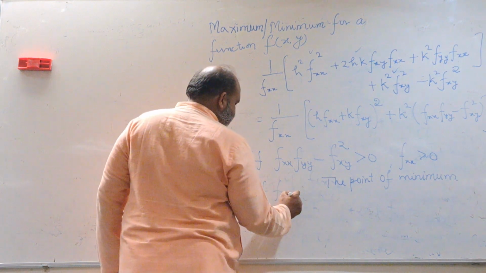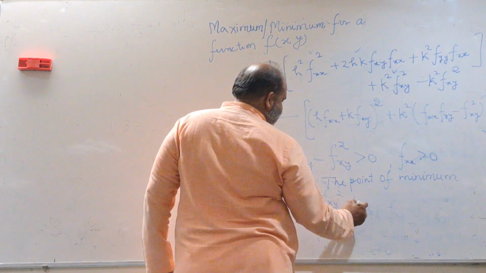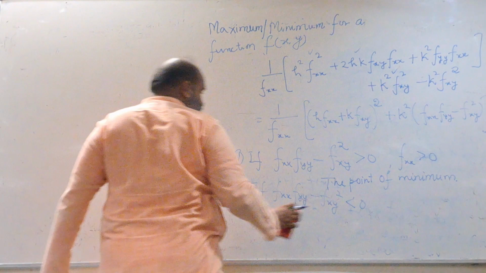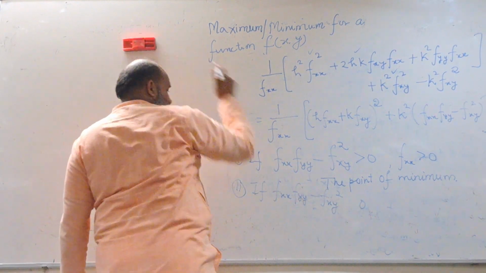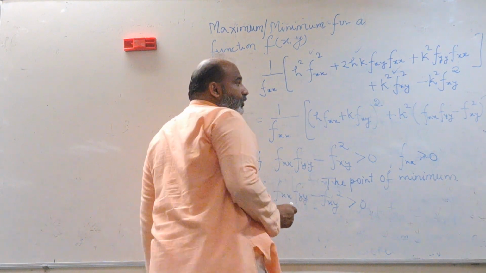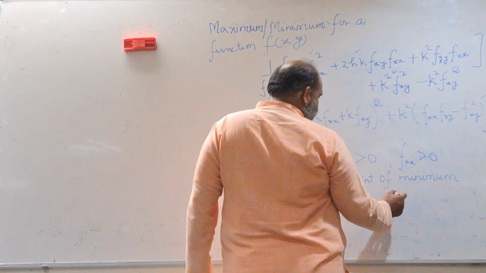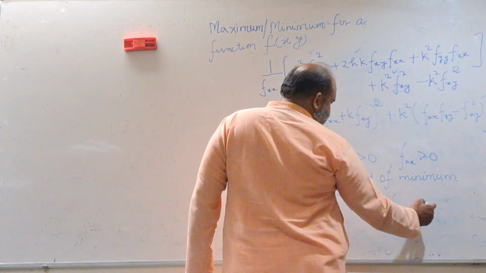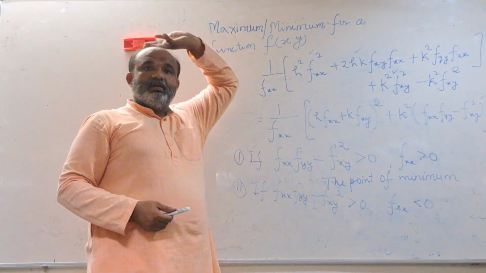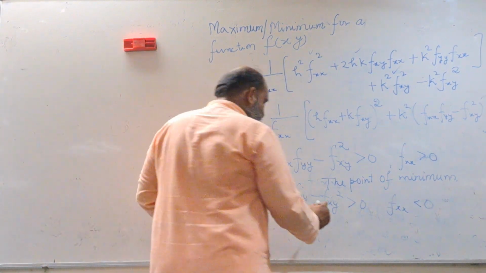Second, if fxx fyy minus fxy whole square is greater than 0, and fxx is less than 0, then this whole term will be negative. This will be a case of maximum. So the point of maximum.